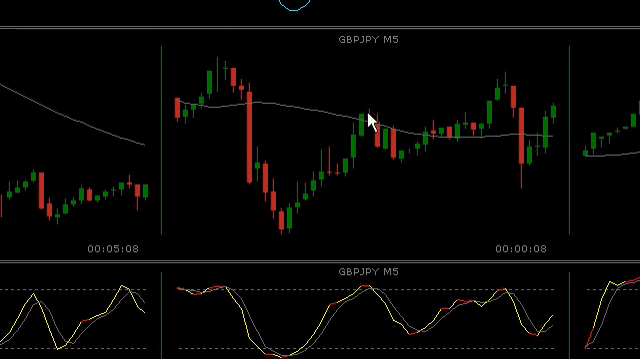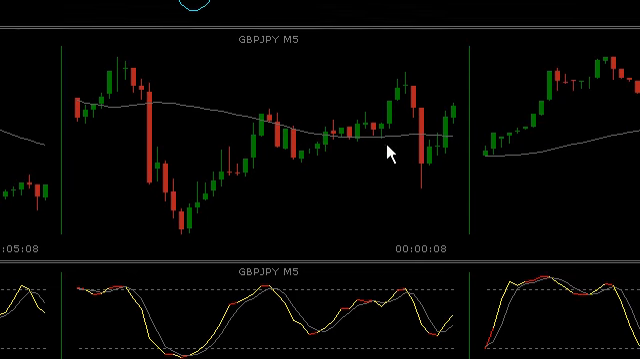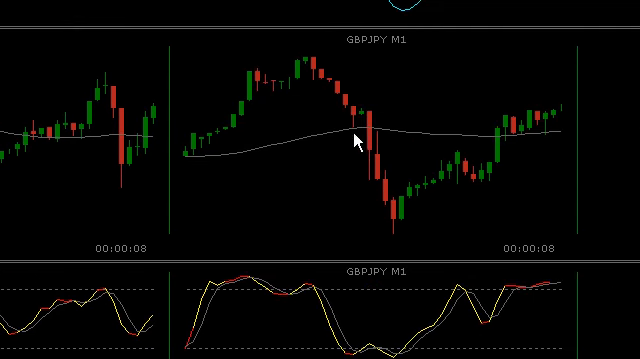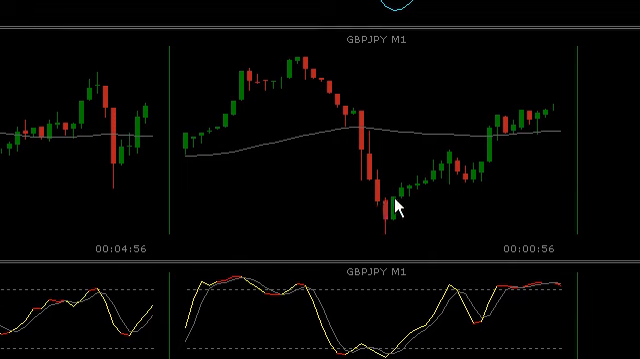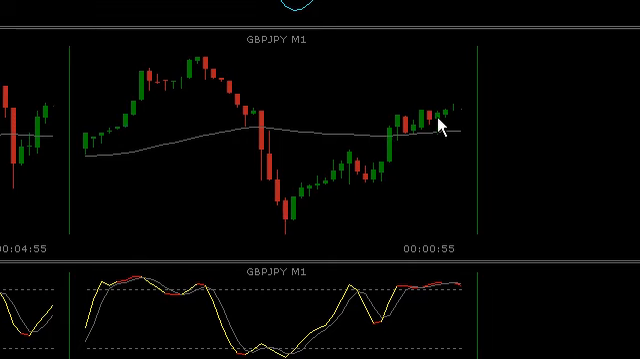You know, it's come up, hit this point, hesitated. Okay, same here, it's broken through, it's done a little bit of a hesitation there, broken through, come back, and now it's hesitated again or consolidated.